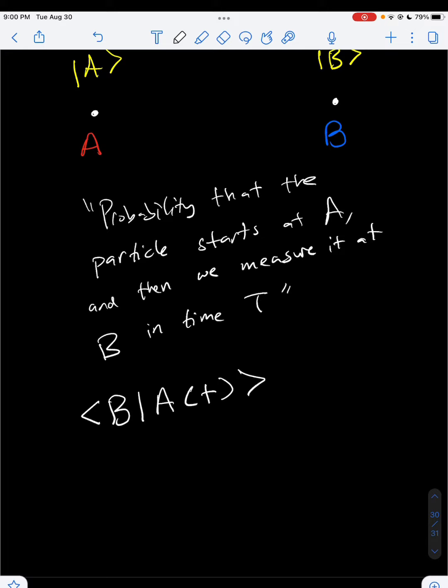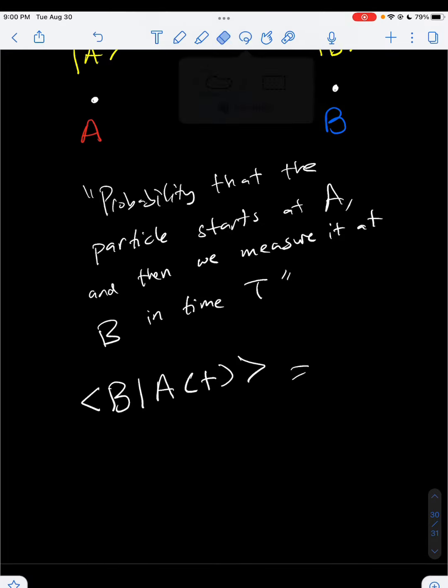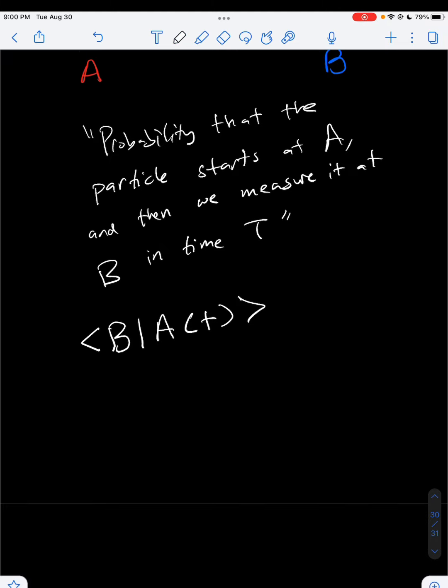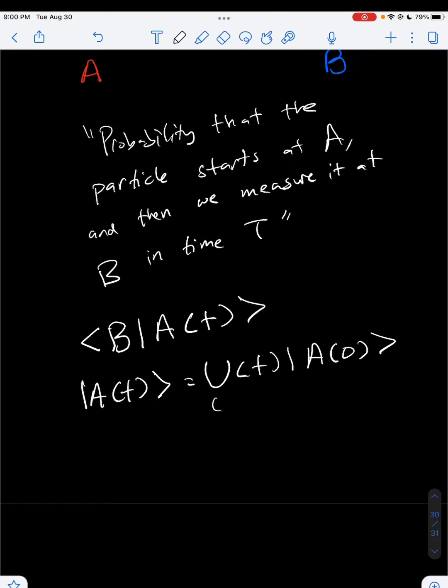Now, here's the question. How do we actually find what it is equal to? Well, to do that, we have to expand A of t in terms of a time evolution factor, U of t, acting on the initial value of A. So U of t is just the time evolution operator. It's going to time evolve our state for us.